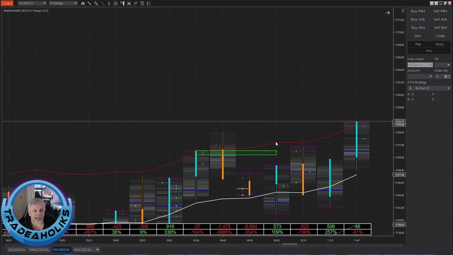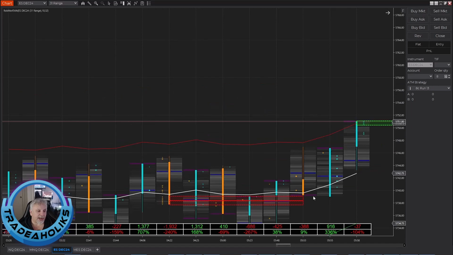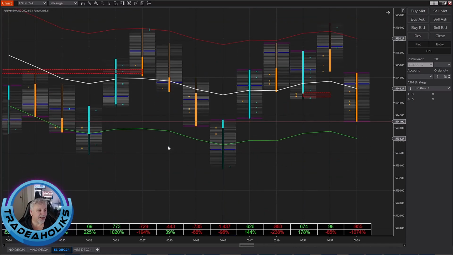So that can be used as support, basically, okay? And it crosses it off once the candle passes through it. That's the settings I have. But they can be used for support and resistance, okay?